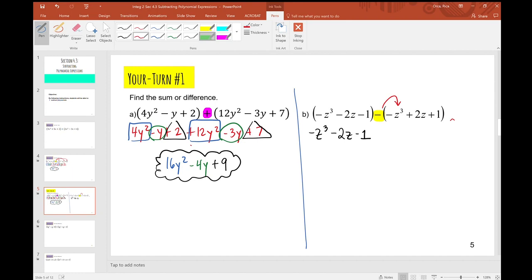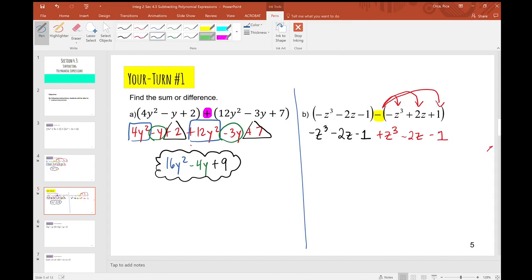Negative times negative z to the third is positive z to the third. A negative times a negative is a positive. And the negative times positive 2z is negative 2z. And the negative times 1 is negative 1. Now that we've distributed the negative, let's combine like terms.